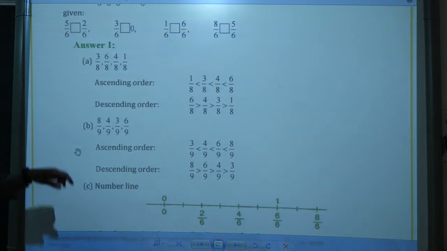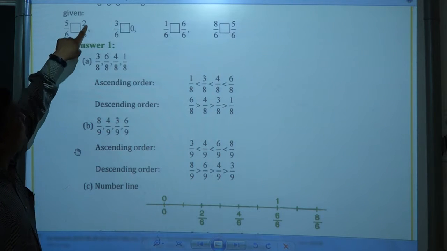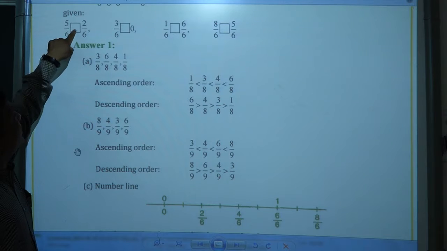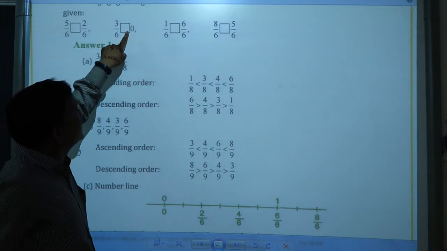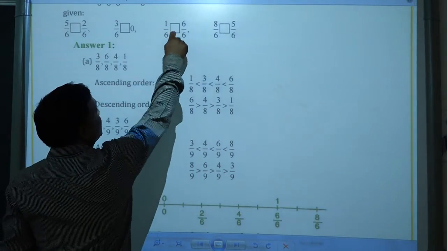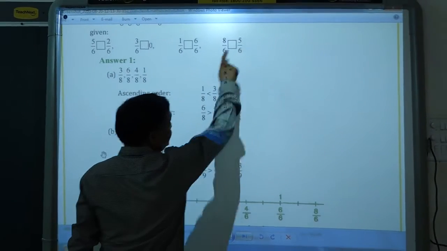After showing on the number line, what do we have to show? Fill in the blanks. 5 upon 6 is greater than 2 upon 6. 3 upon 6 is greater than 0. Here the greater than sign is used. 1 upon 6 is smaller than 6 upon 6. 8 upon 6 is greater than 5 upon 6.